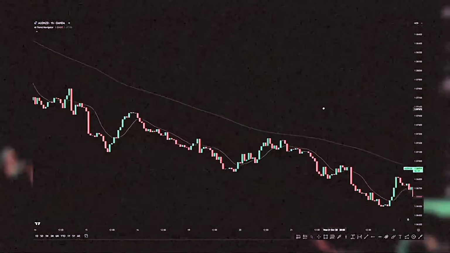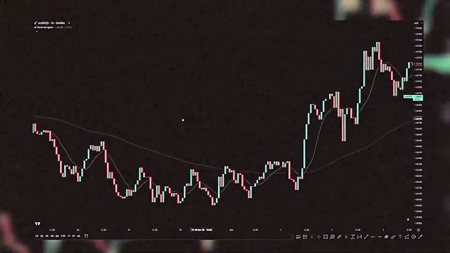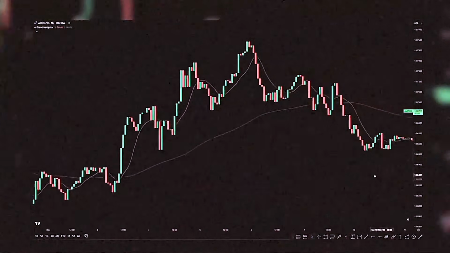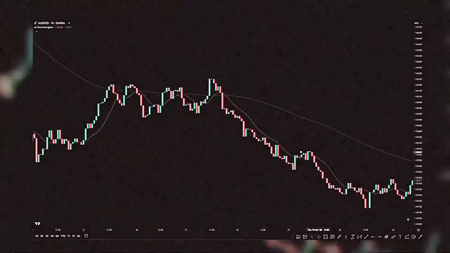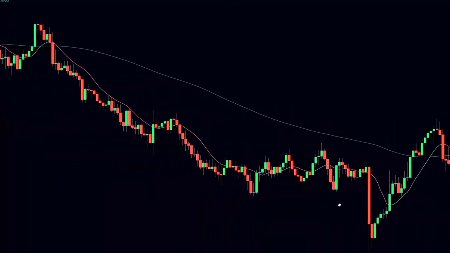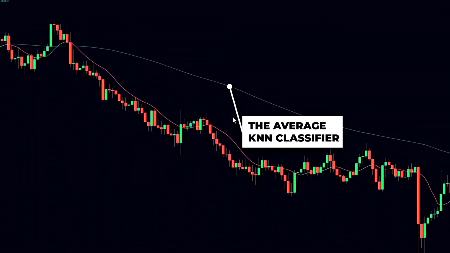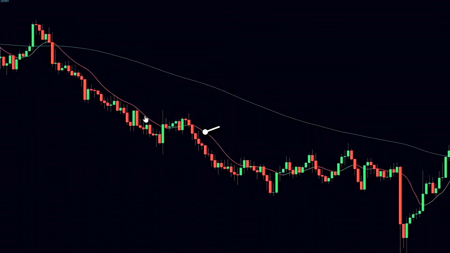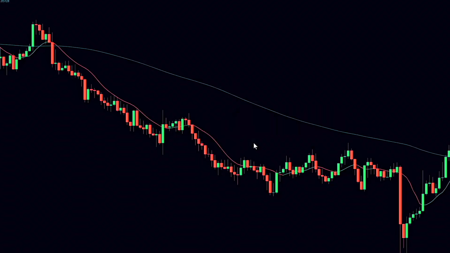This tool is a beast, using the K-nearest neighbors or KNN algorithm, a machine learning trick to classify price trends as bullish, bearish, or neutral based on past data. On the chart, you'll see two lines, a teal one called the average KNN classifier for long-term trends, and a green-red KNN classifier for short-term moves. Together, they help you spot trends, pullbacks, and trade setups.